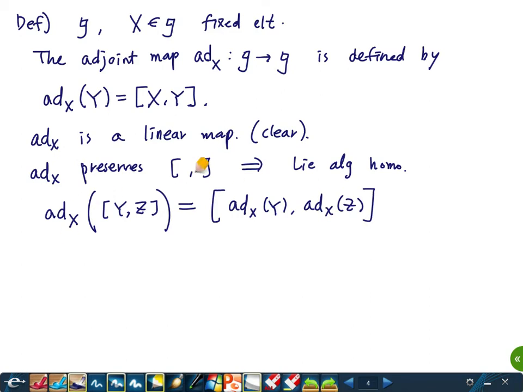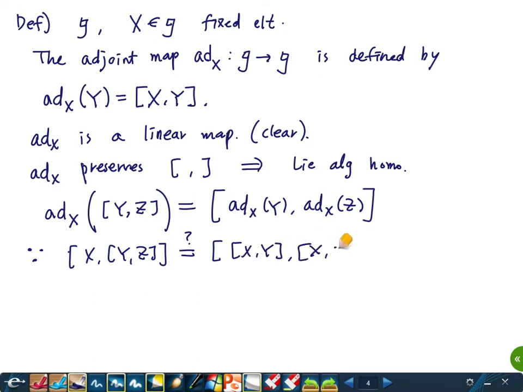But why is this true? Because, you know, just use the definition. So this is equivalent to saying that we want to check whether this is equal to the bracket of X, Y and X, Z. Okay?